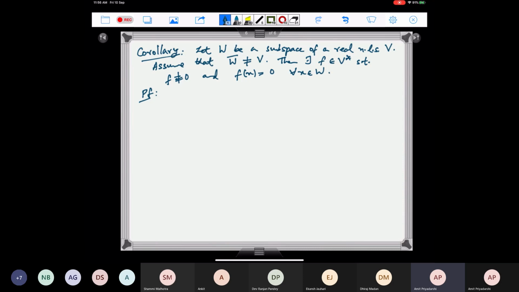To prove this, suppose we take any point x naught belonging to V minus the closure of W. So we know there exists some point in V which is not in the closure of W. So we take that and let A be equal to the closure of W and B be equal to the singleton x naught. Then our set A is closed.